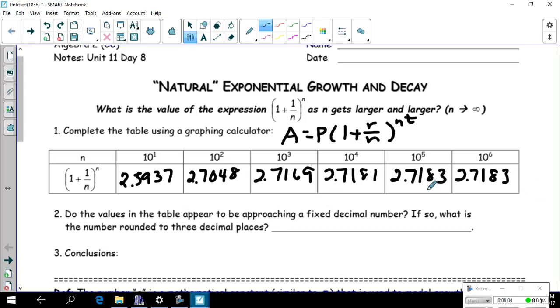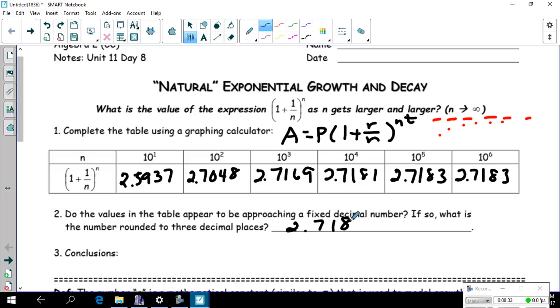So it says, do the values in the table appear to be approaching a fixed decimal number? What is that number rounded to 3 decimal places? So they're getting closer and closer and closer to a certain value. It's kind of reaching a certain limiting value, which you've heard of as an asymptote. So talking about the behavior as n goes to infinity is kind of like talking about what asymptote it is approaching. And it's approximately equal to 2.718.